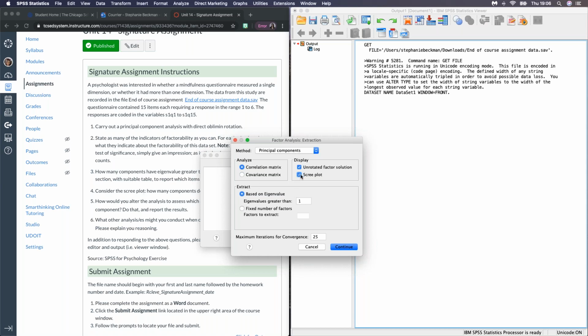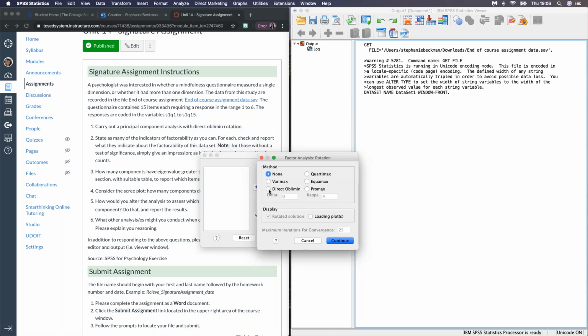So if we don't check this, we won't get that, and we need it. Under extract, we're looking at the eigenvalue greater than 1. We could set this level to whatever we wanted, but we're going to just leave it at the default of 1, since that tends to make the most sense. We'll see a little bit later how it may have been valuable to change it, but we'll just leave it as it is for now. And then continue.